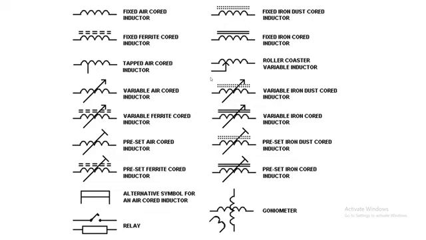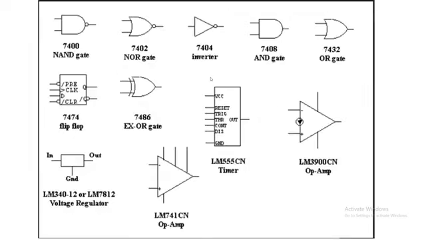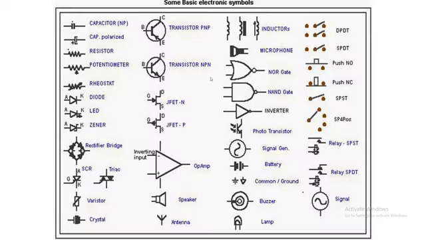This is the symbol of the inductor. When you see a symbol like this in the schematic diagram, you understand that this is an inductor. There are many types of inductors, and each inductor has its own symbol. These are the symbols of the logic gates or ICs. Each logic gate has its own symbol, while the symbol of the ICs is the same. These are all the symbols of the electronic components.